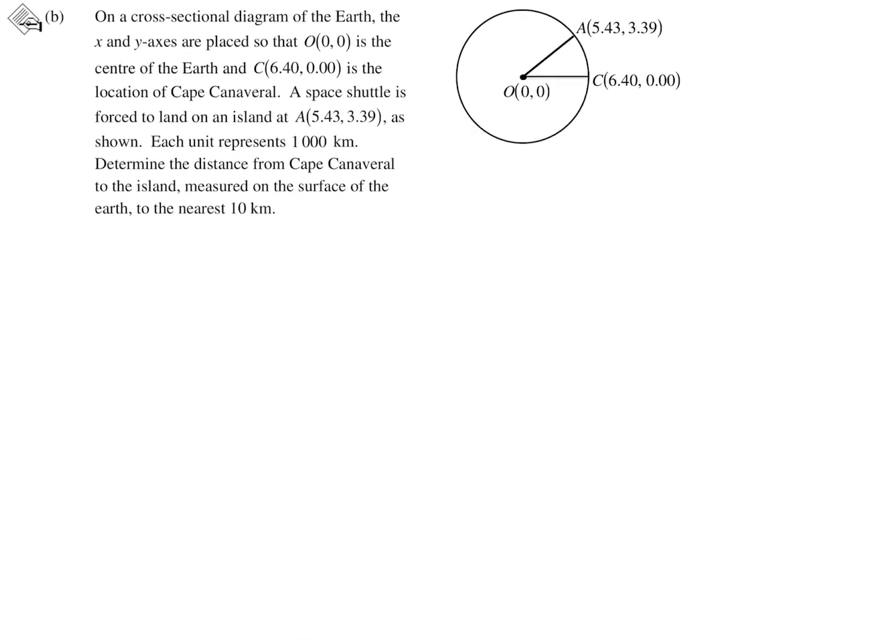On a cross-sectional diagram of Earth, the x and y axes are placed so that 0, 0 is the center of the Earth. C at 6.4, 0 is the location of Cape Canaveral. A space shuttle is forced to land on an island at A, 5.43, 3.39. As shown, each unit represents 1,000 kilometers. Determine the distance from Cape Canaveral to the island measured on the surface of the Earth to the nearest 10 kilometers.